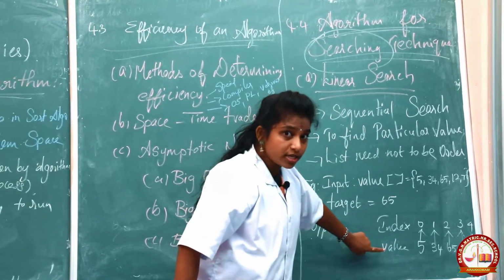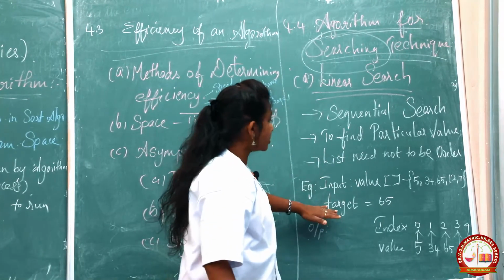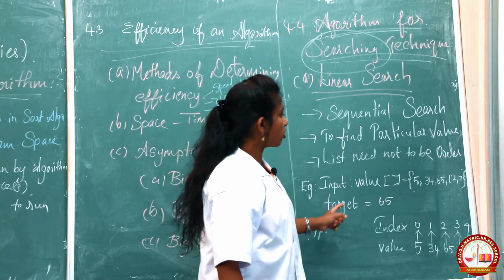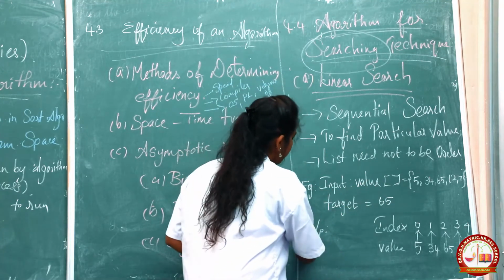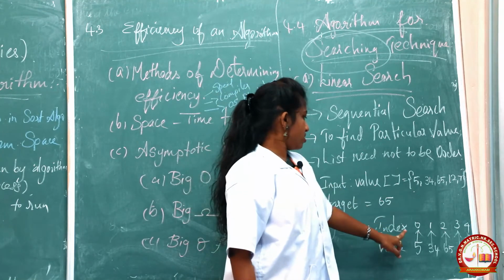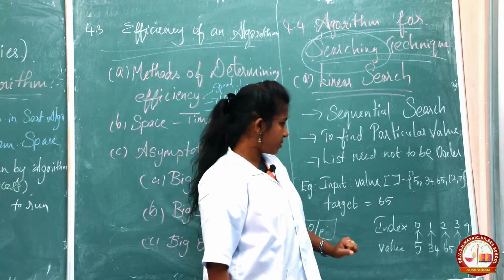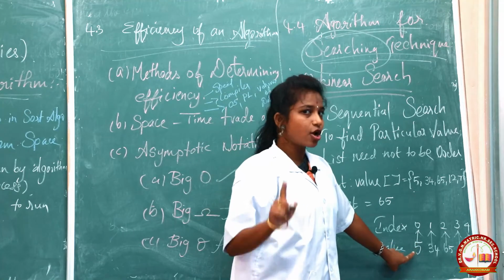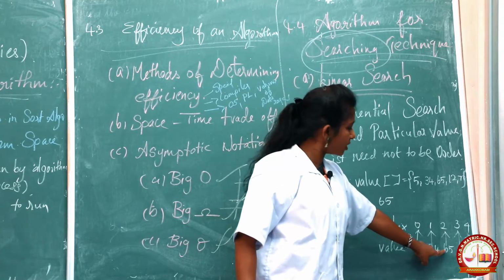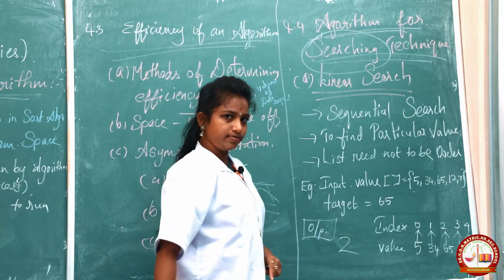By using this value only, we are going to calculate where the 65 is placed. These are the index values. We are going to find the output here. These are the indexes. Our target value is 65. Where is it placed? Is 65 placed here? No. Here, impossible. So here only. What is the index value? 2. So our output is 2.